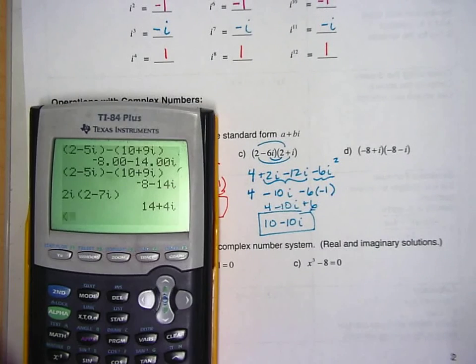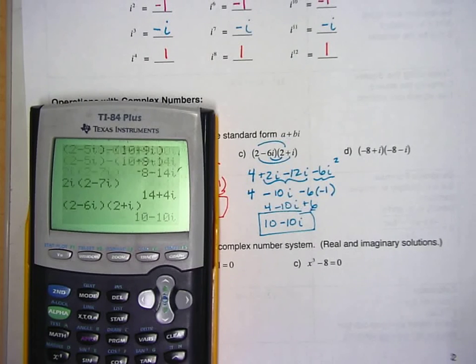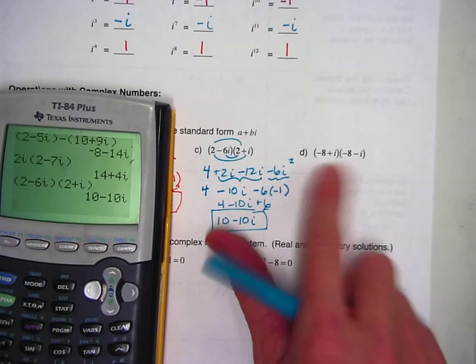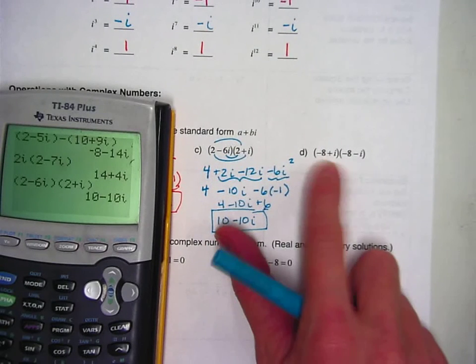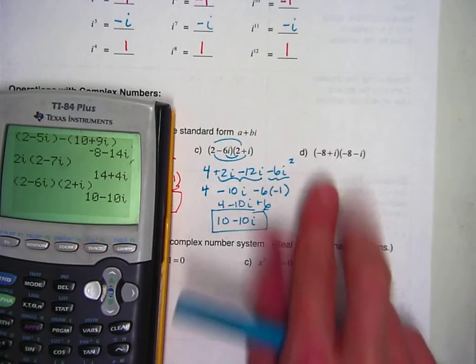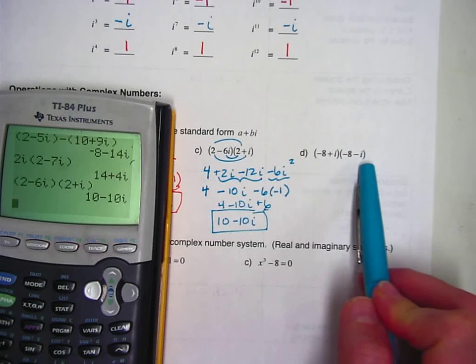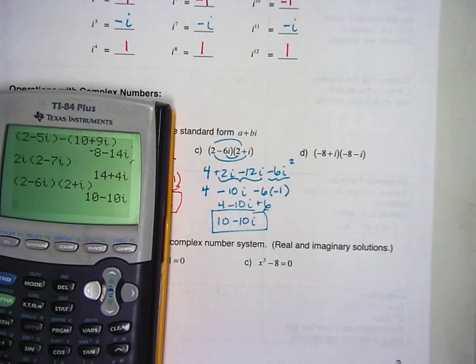Again, you can go and check your work. So we have 2 minus 6i times 2 plus i. That's 10 minus 10i. And then for the last one, if you'll notice, this is like a difference of squares. So that can save you some time if you notice. Notice we have negative 8, and we have a positive i and a negative i. So what's going to happen is your middle term is going to cancel out.